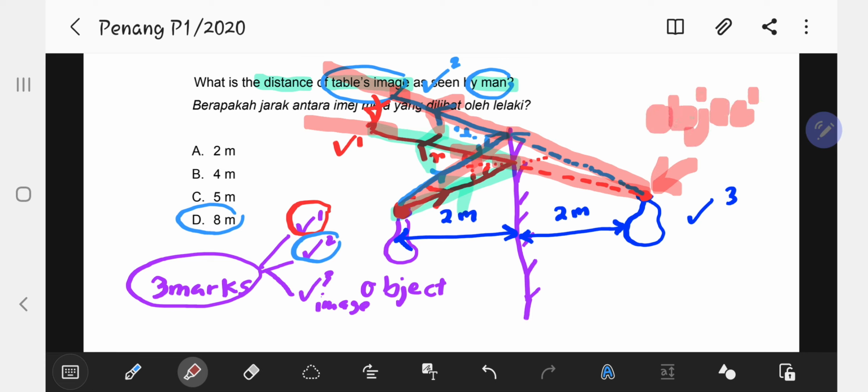Can you understand? Okay, but when you draw like this, sometimes it's quite hard to get the image at 2 meter, meaning at the same distance like that. So normally students are unable to get the third mark if you draw that way. Okay, just follow the easy method that I explained just now. Alright, so all the best. Okay, see you in the next video. Alright, bye bye.